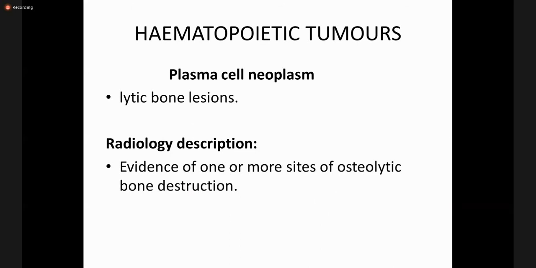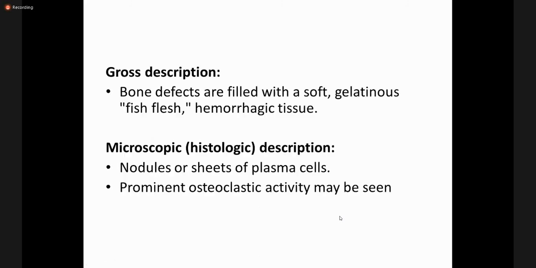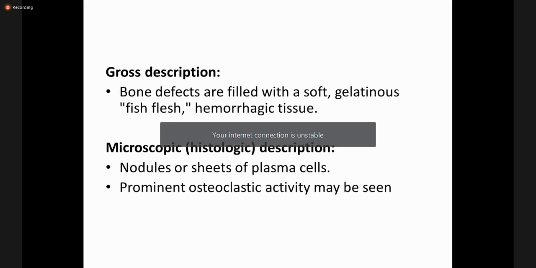Then there are hematopoietic tumors, which are the plasma cell neoplasms. They present as lytic bone lesions. On radiology, there is evidence of one or more sites of osteolytic lesions. Grossly, there is fish flesh, hemorrhagic tissue, and on microscopy, there are sheets and nodules of plasma cells. Prominent osteoclastic activity may be seen.